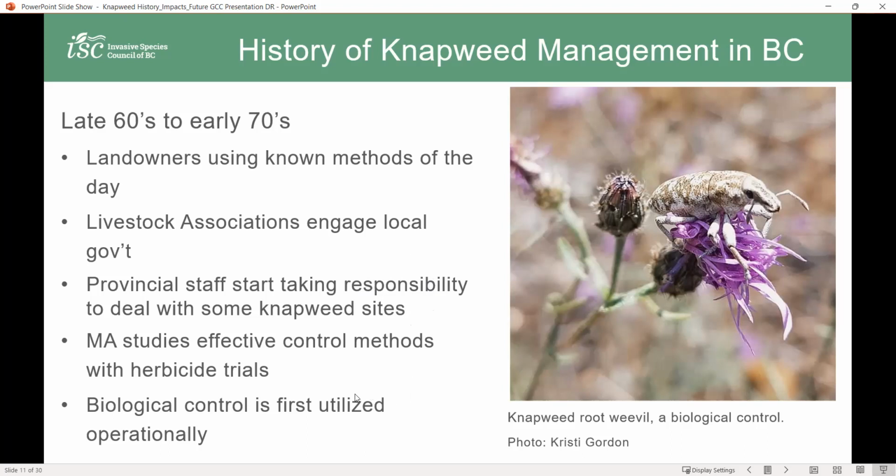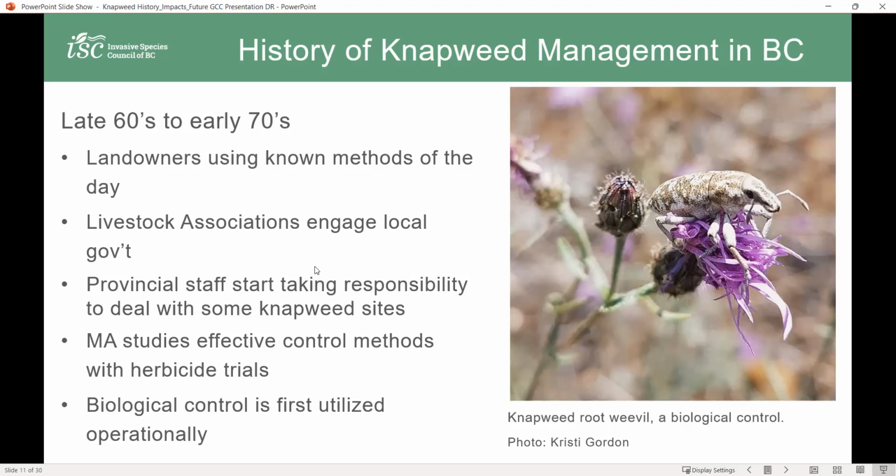The 70s brought the Ministry of Agriculture out to be doing more effective control, or doing studies on effective control methods with herbicide trials. I was involved quite a bit in the late 70s, early 80s in doing timing and rate trials with a number of different herbicide products on the efficacy of knapweed control.